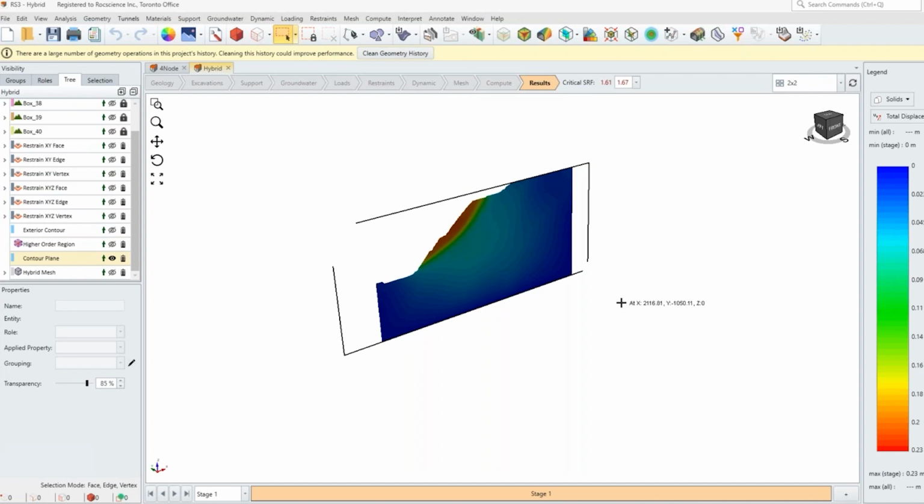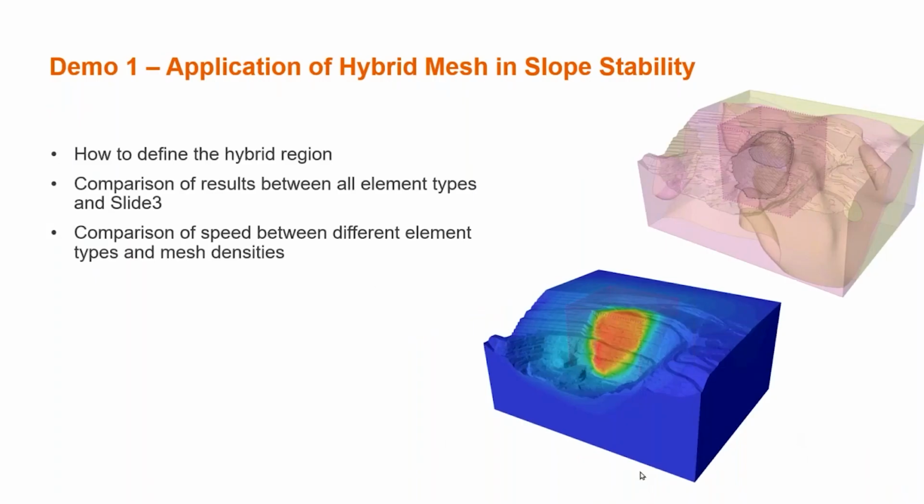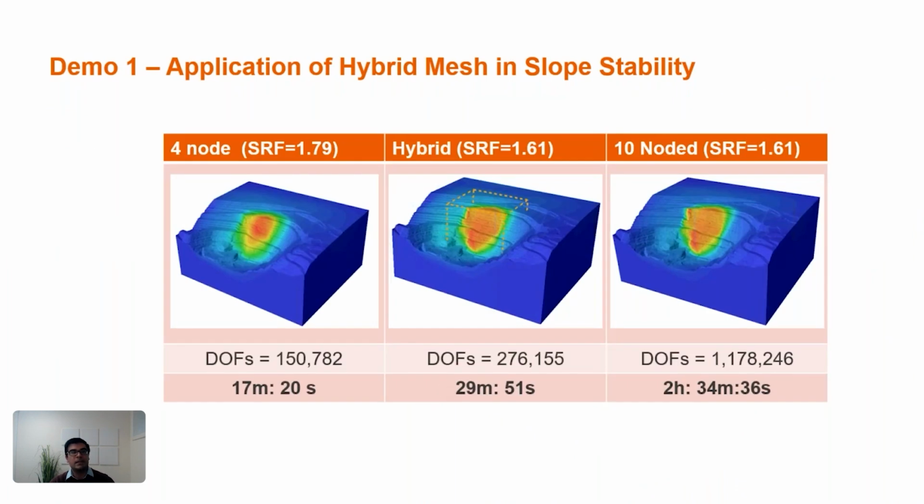To know if our calculation is correct or not, I repeated the same analysis, this time with 10 noded. So let me go back to the slides to do the comparison. Okay, so with 4 noded, critical SRF was 1.79. In hybrid and also 10 noded, I'm getting exactly the same number, 1.61.